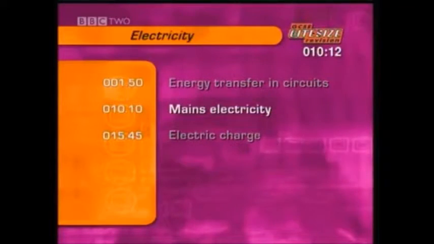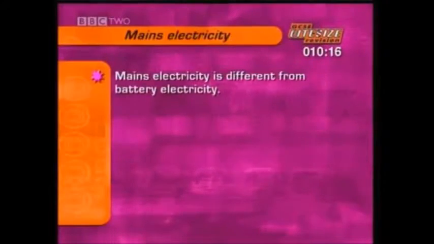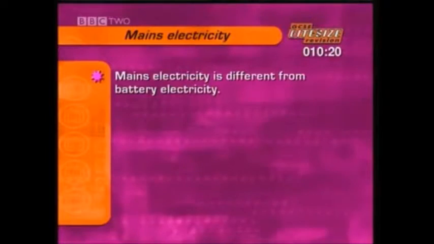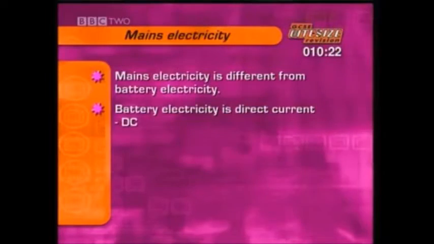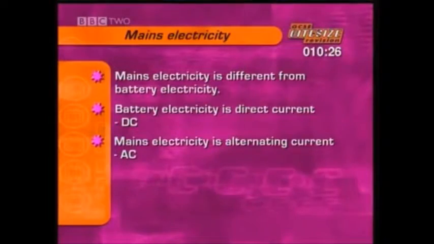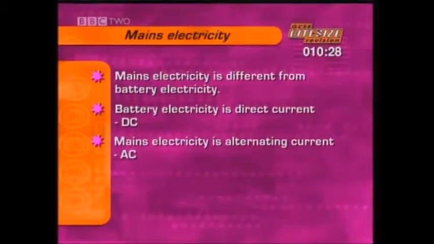This section is about mains electricity. The important thing to know about mains electricity is that it's different from battery electricity. Battery electricity is direct current, DC, while mains electricity is alternating current, AC.